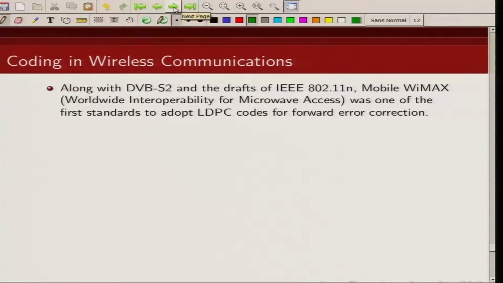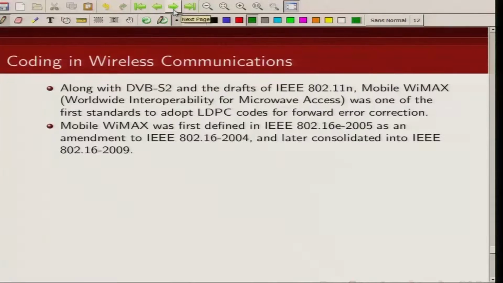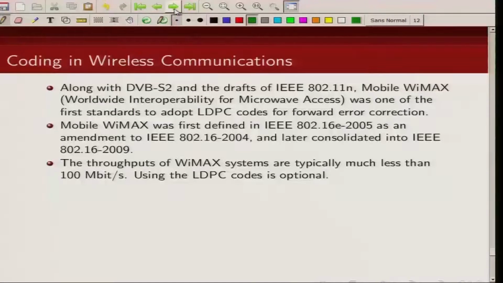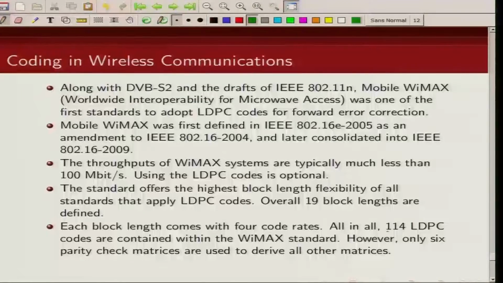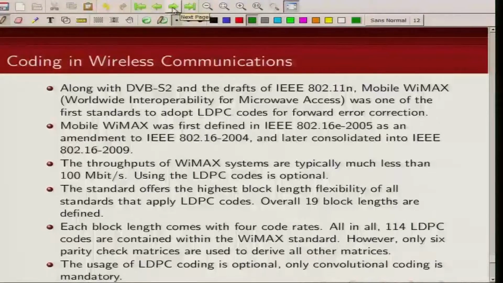Now, another standard where LDPC codes have been used from the very beginning is WiMAX, and there are lots of codes which have been defined in this WiMAX standard. Again, use of LDPC code is optional here, but they have suggested a lot of flexibility as far as block length is concerned, and 19 different block lengths have been considered and various different rates have been considered. A total of 114 LDPC codes have been defined in this WiMAX standard. And as I said, here also the use of LDPC codes is optional. The mandatory requirement is convolutional code.